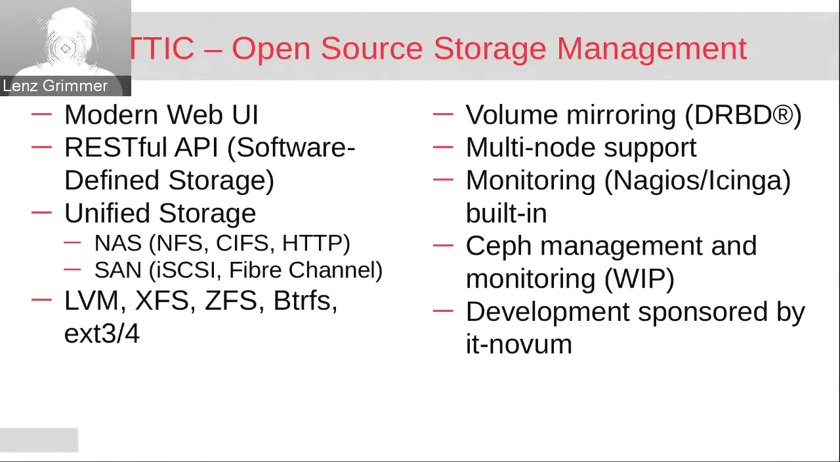Unified storage means that, well, we support both block-based and file-based protocols. And we also support quite a wide range of file systems. So depending on the workload and the desired use case, you can choose between the classical file systems like XFS or ext3 or 4. But we also have support for ZFS and Btrfs, which then gives us nice things like snapshots, for example, and subvolumes and things like that.